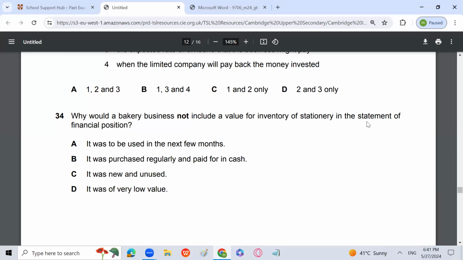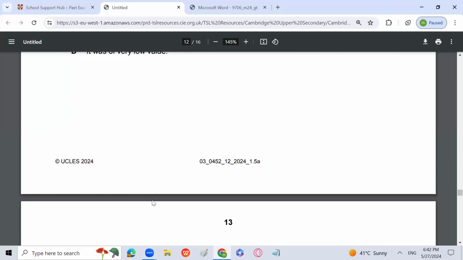Purchased regularly. It's quite interesting, but easy. The answer will be D. No, Ahmed. The answer is going to be D. It was of very low value. Listen, for a bakery, stationery means copies, books, pencils, pens, paper. So that is not of very common use for them. So they will record it as an expense. Yes, it was of a very low value.